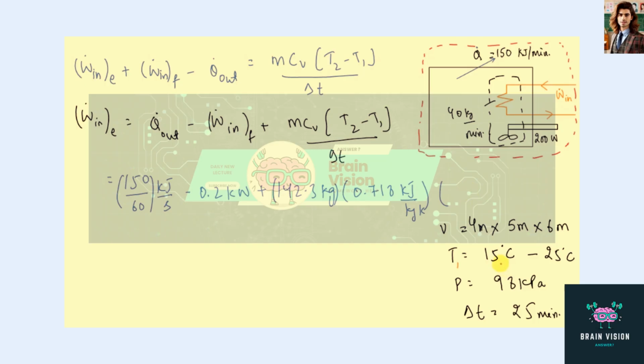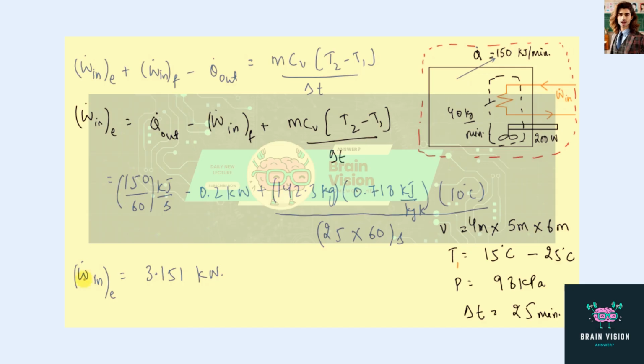So T2 minus T1 would be 25 degrees Celsius minus 15 degrees Celsius, that is 10 degrees Celsius, and divide by delta T. Now delta T we have this much, so we can change the units into seconds. It is 25 minutes, meaning multiplied with 60, so this many seconds. Now we're going to simplify this and we'll get the rate of work input, or the power rating of the electric heater, as 3.151 kilowatt. So this is the answer for the A part.